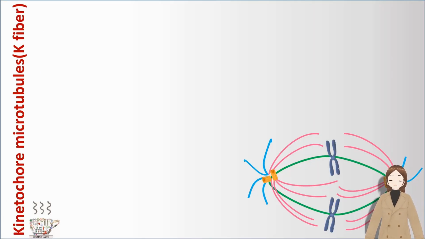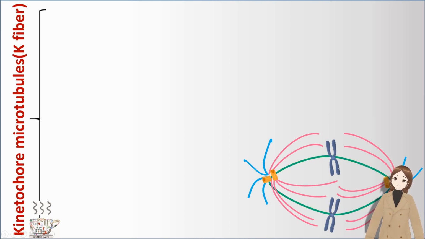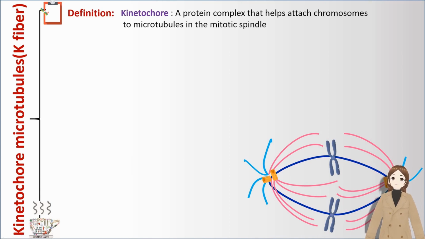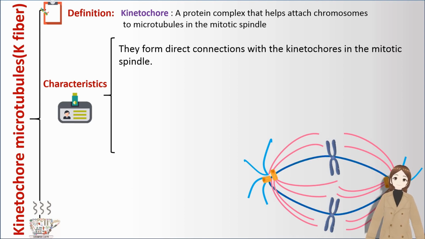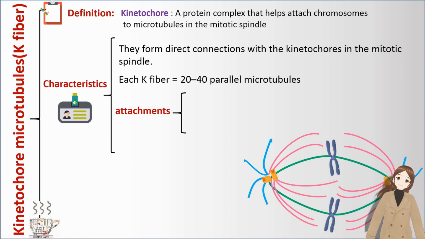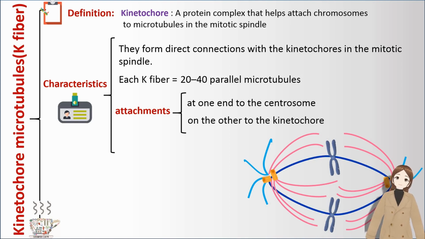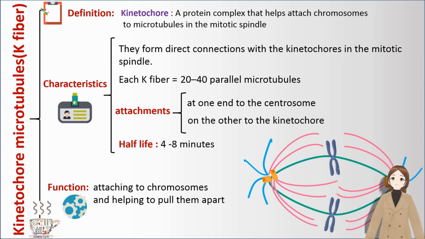Kinetochore microtubules, or K-fiber. Kinetochore is a protein complex that helps attach chromosomes to microtubules in the mitotic spindle. Kinetochore microtubules form direct connection with the kinetochores in the mitotic spindle. Each K-fiber is equal to 20 to 40 parallel microtubules. They have attachments at one end to the centrosome and on the other to the kinetochore. Half-life of kinetochore microtubules is 4 to 8 minutes. They play a role in attaching to the chromosomes and helping to pull them apart.